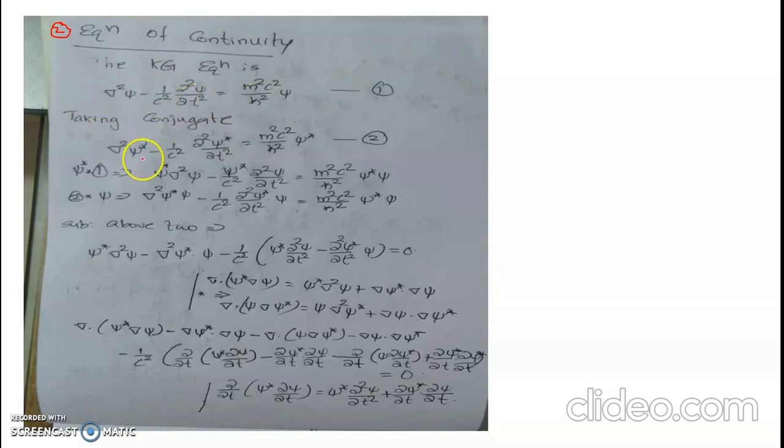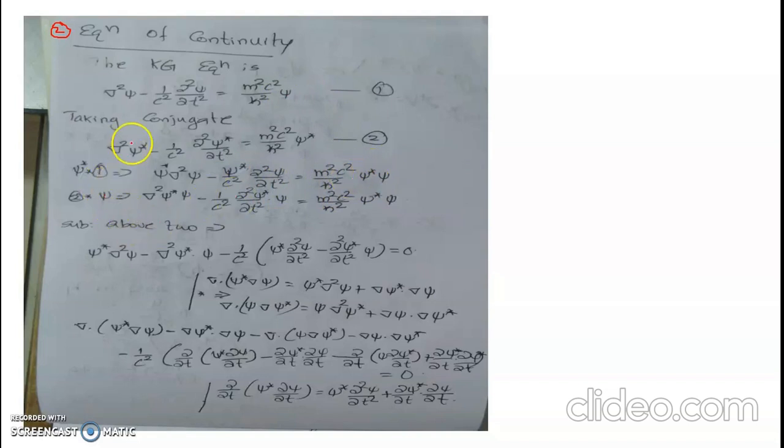We take the complex conjugate of the equation: ∇²ψ* minus 1 by c² ∂²ψ*/∂t² equal to m²c² by ħ² ψ*. We pre-multiply equation 1 by ψ* and post-multiply equation 2 by ψ and subtract them. Pre-multiplication of 1 by ψ* gives ψ*∇²ψ minus 1 by c² ψ* ∂²ψ/∂t² equal to m²c² by ħ² ψ*ψ, because we are pre-multiplying it.